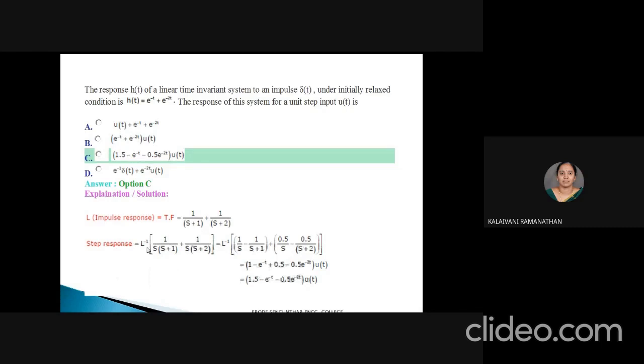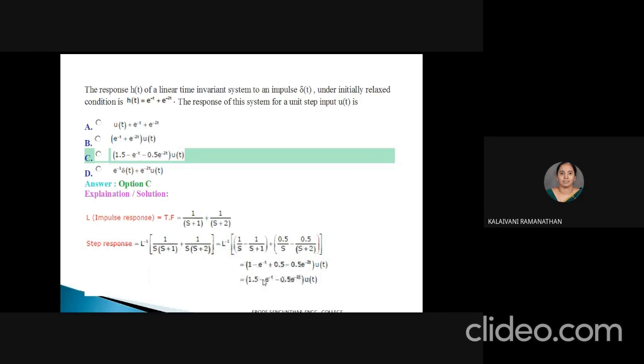So they have applied inverse Laplace transform after providing X of s is equivalent to 1 by s. When you apply partial fraction to these two terms separately, you will get this equation. After this, you have to write down your inverse. 1 by s is equivalent to 1. 1 by s plus 1 means it is e power minus t. And then 0.5 by s means 0.5 constant. And then 0.5 by s plus 2 is 0.5 into e power minus 2t u of t.